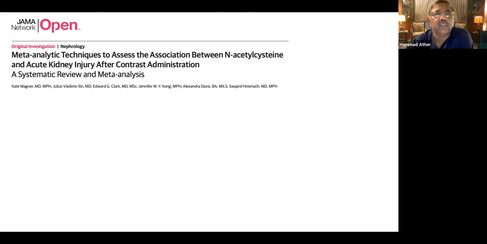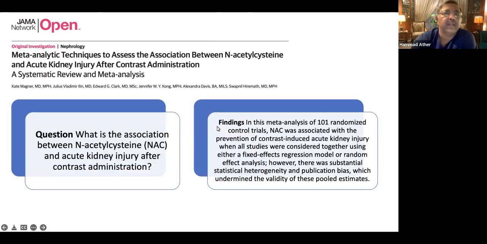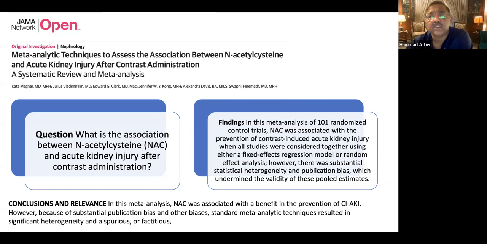And this is a Journal of American Medical Association meta-analysis and systematic review published a few years back, in which the findings are overall mixed. However, in over 100 randomized controlled trials, N-acetylcysteine was associated with prevention of contrast-induced acute kidney injury. And if you look at all these studies, generally that's the consensus. So this is something that can be used with some element of evidence now available.